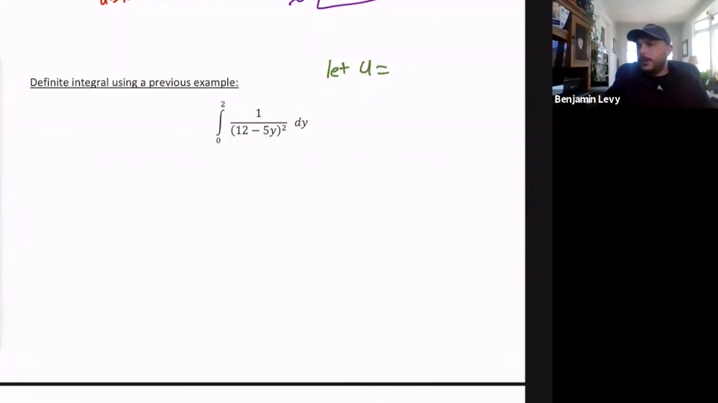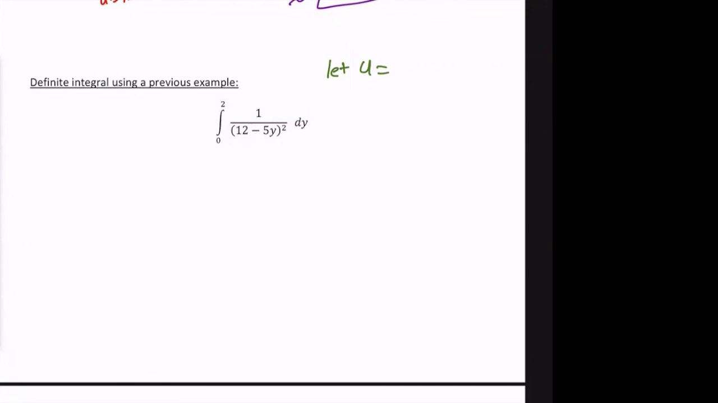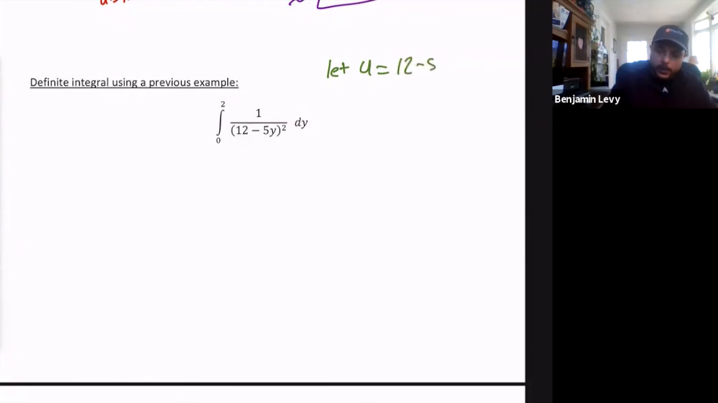Maybe everyone think about that for one second. If anyone wants to type it in the chat, or you're welcome to unmute and say it as well. I'm curious what you're thinking. What would u be in a not too bad of a function? Ideas? Would it be 12 minus 5y? It would be 12 minus 5y. Jeanette, why were you thinking that? Can you clarify why that came into your mind?